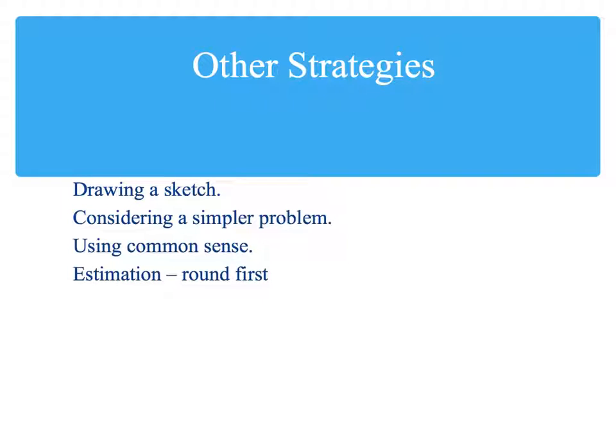But other strategies that I want you to be aware of is drawing a sketch, considering a simpler problem. So we did that even last week when we were looking at the Gauss problem. Rather than counting from 1 to 100, we did from 1 to 10. And that's okay for you to do even in your homework. Make it simpler, then come back and revisit the tougher problem. Use common sense. And sometimes you might need to use some estimation. You might want to round first and make the problem simpler that way, and then go back and solve it again.